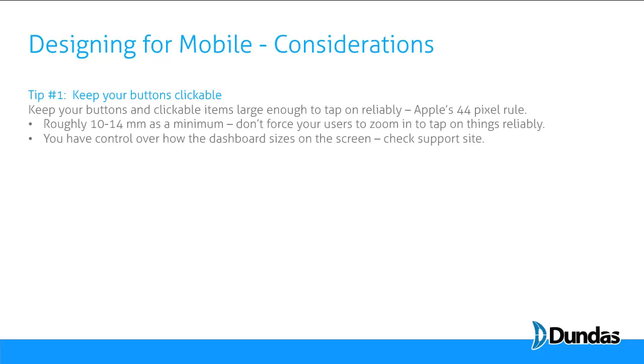First and foremost, keep your buttons clickable. Keep your buttons and anything else that you want users to click on large enough to tap on with reliable precision. Apple is famous for their 44 pixel rule, which is any button has got to render at 44 by 44 or larger. So remember the difference between a pixel and physical resolution, so understand which device your users are going to be using and make sure that that pixel display comes out to 10 to 14 millimeters as a minimum on the device. Don't force your users to zoom in to tap on things reliably.